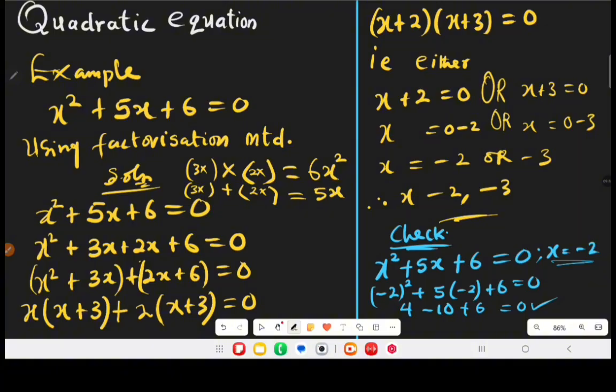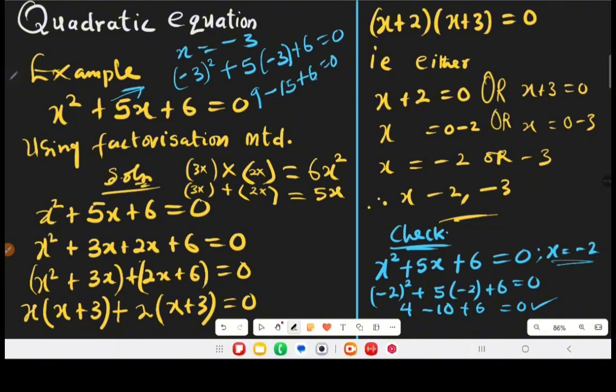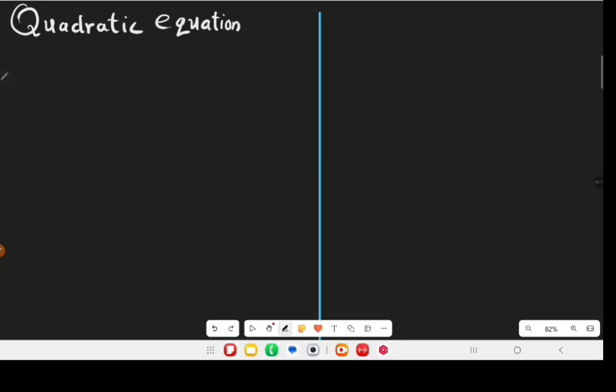Then we test when x is equal to minus 3. We put it into the original equation, which is here. We have minus 3 all squared plus 5 into minus 3 plus 6. Is it equal to 0? Let's check. Minus 3 squared will give us 9. Plus 5 times minus 3 will give us minus 15, plus 6. Is it equal to 0? 9 plus 6 gives us 15. 15 minus 15, which is 0, is equal to 0. So it's true. Our answer is correct when x is minus 2 and when x is minus 3 using the factorization method.